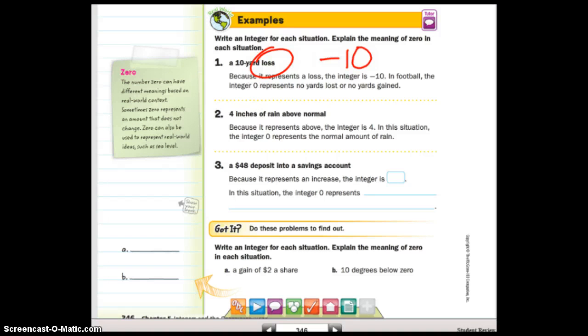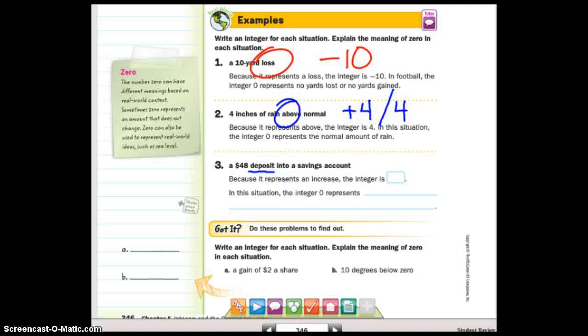When it rains, you have inches of rain above normal. In this case, it's above. So we can write that as +4 or just plain 4. When you deposit money in a savings account, this is money that you have to spend later. This is always a good thing.